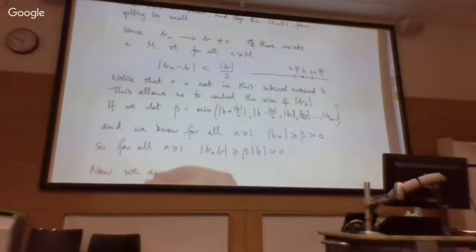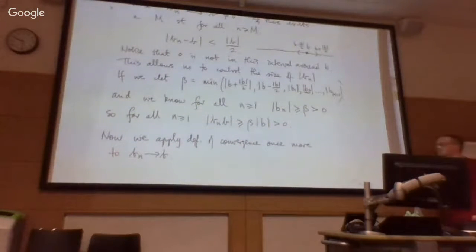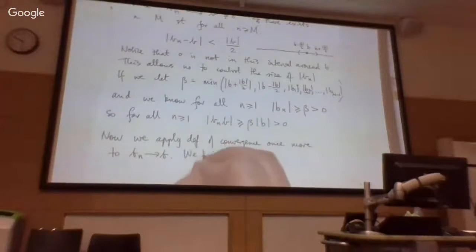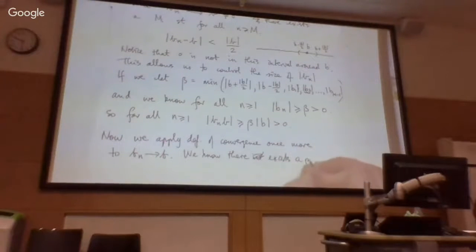So now we apply the definition of convergence once more to the statement Bn converging to B. So we know there exists a point, here's our capital N, there exists a point capital N such that the absolute value of Bn minus B is always strictly less than beta times the absolute value of B times epsilon.